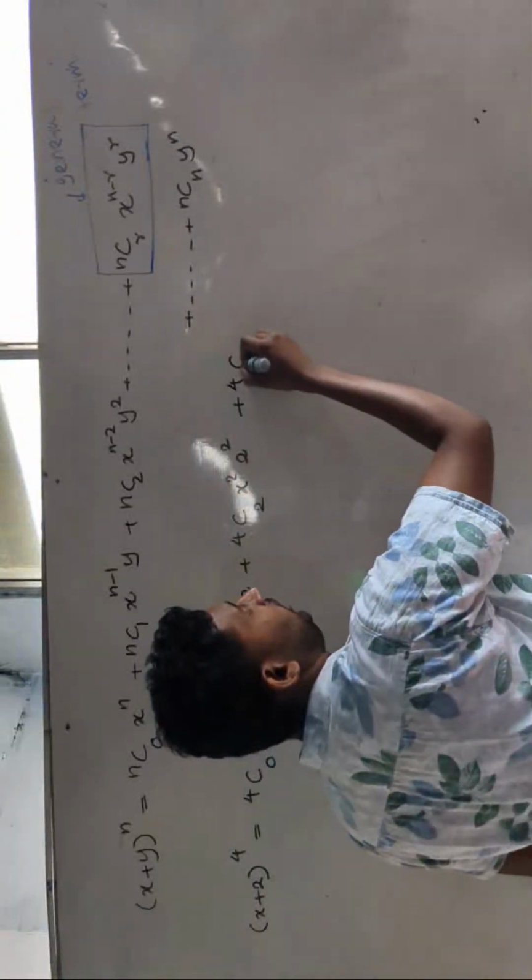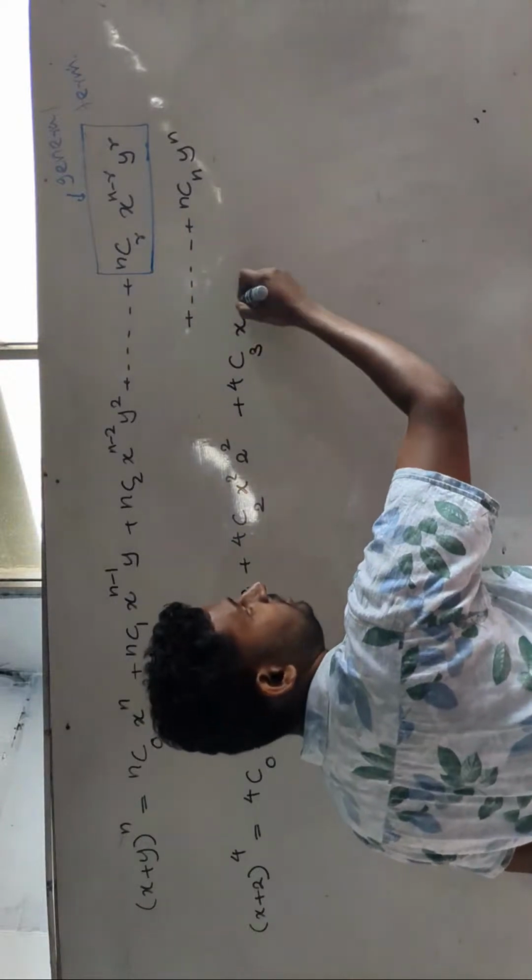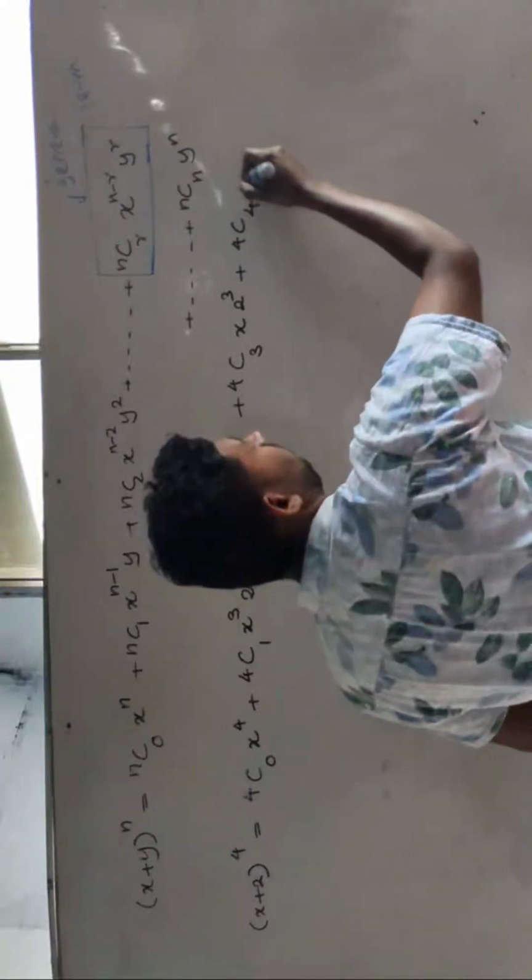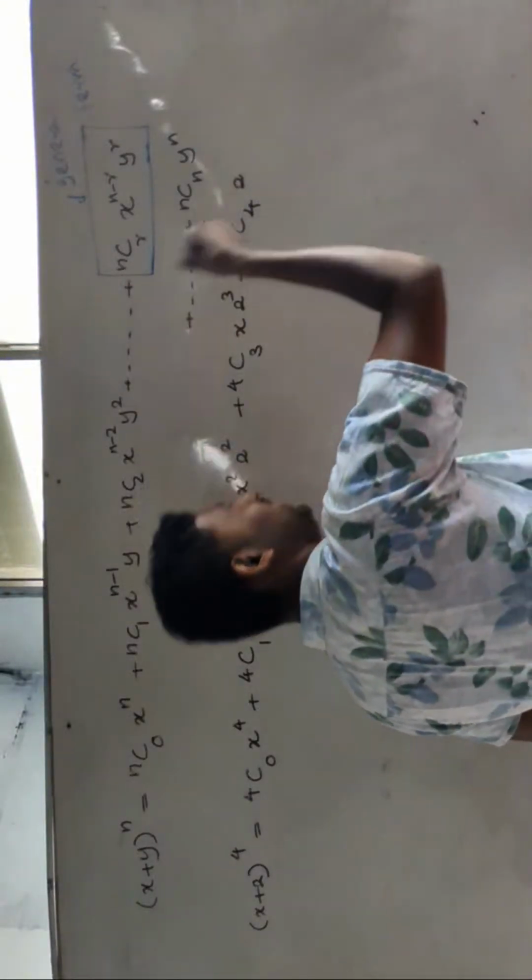4C0. What is the power of x? That is 4. Next, for 4C1, what is the power of x? x cubed. What is the power of 2? Just 1. Next for 4C2, x squared, and the power of 2 is 2 squared. Then for 4C3, x to the power 1 and 2 cubed. And finally for 4C4, x is vanished, its power is 0 and it will be 1. Here put 2 to the power 4.